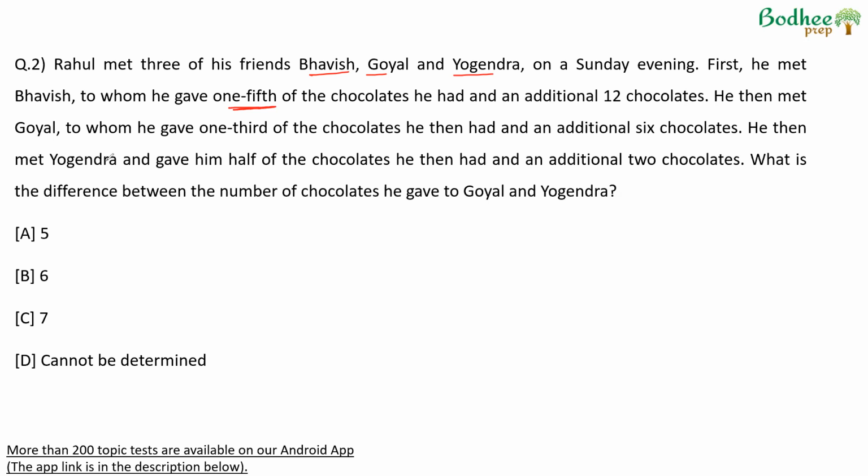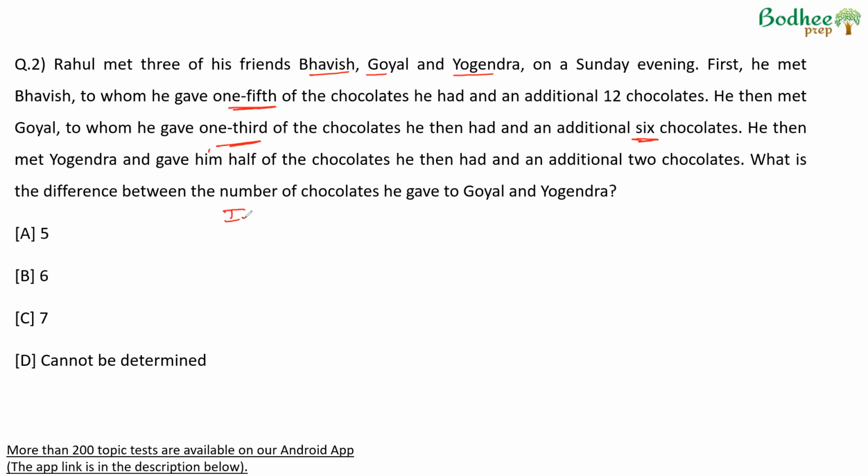He then met Goyal, to whom he gave one third of the chocolates he had and an additional 6 chocolates. He then met Yugendra and gave him half of the chocolates he had and an additional 2 chocolates. What is the difference between the number of chocolates he gave to Goyal and Yugendra? Now, we do not know the number of chocolates that is left with him in the end. So we'll not start from the end. We'll start from the top.